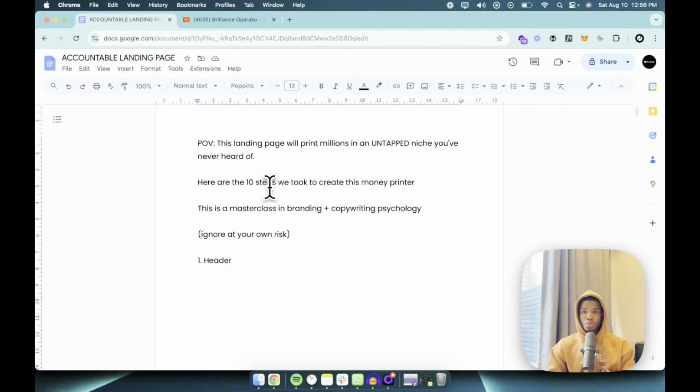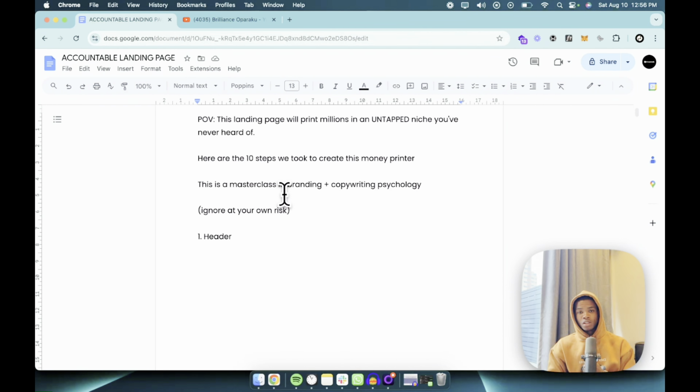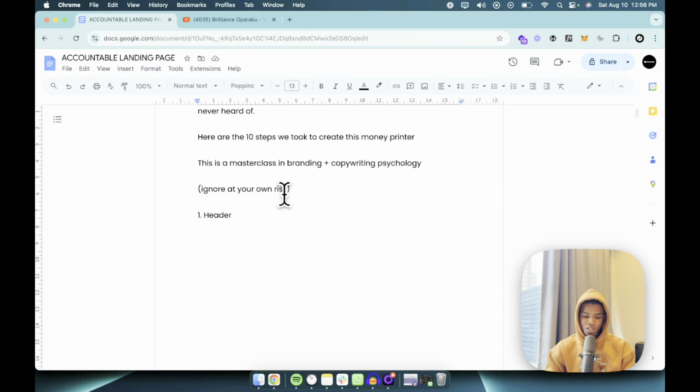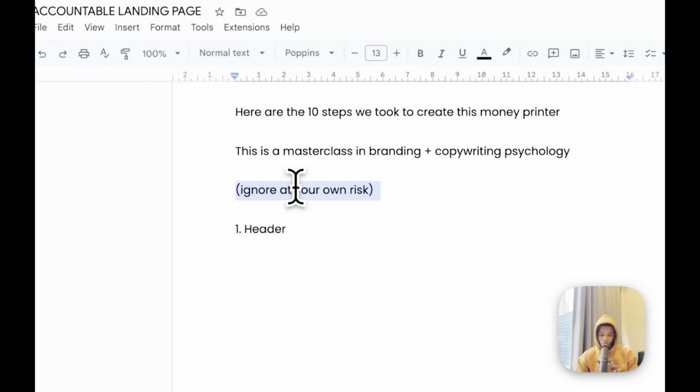These are the 10 steps we took to create this landing page. And this is really a masterclass in branding and psychology, copywriting psychology, if you pay good attention. So if you ignore this, you're running a big risk, my friend.